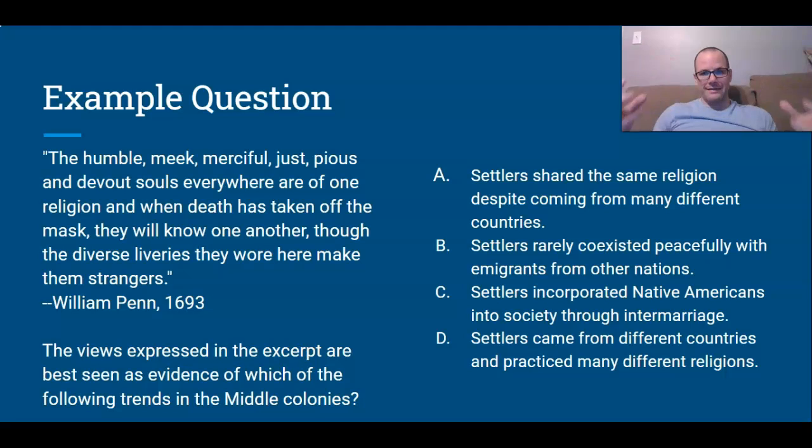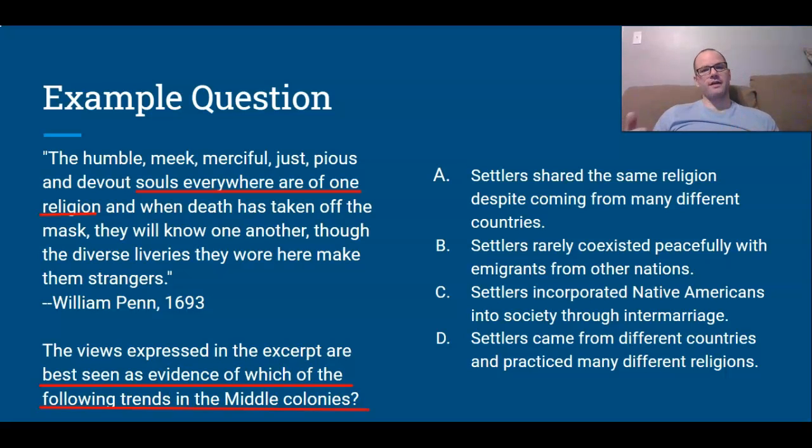So here's the question as a whole as you saw it on the quiz. And as we said, we focused in on this specific part. It's asking us to look at the answer choices A, B, C, and D and see which one is the best evidence of the trends of the Middle Colonies. So the views expressed in the excerpt are best seen as evidence of which of the following trends in the Middle Colonies. Okay, and so we know that there's a conflict and a contradiction because here it says that souls everywhere are of one religion, but in the Middle Colonies we know that they're different.